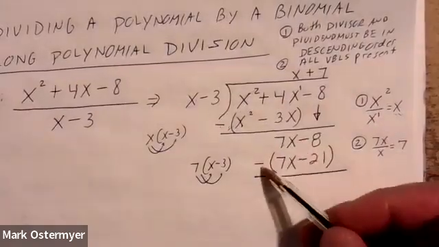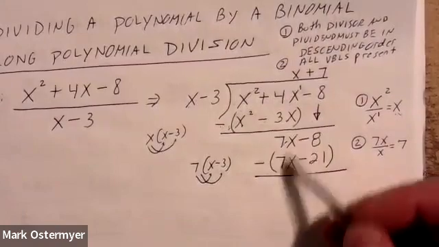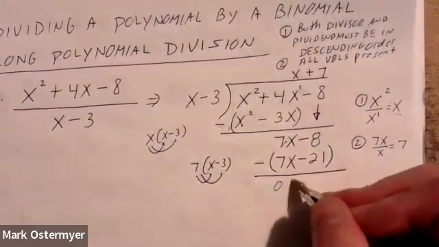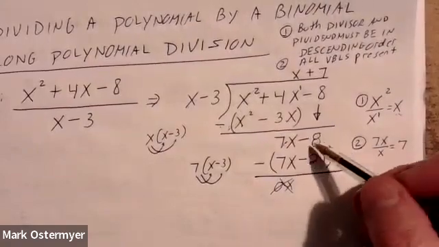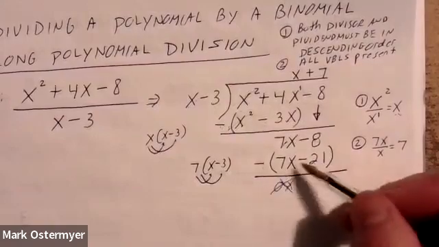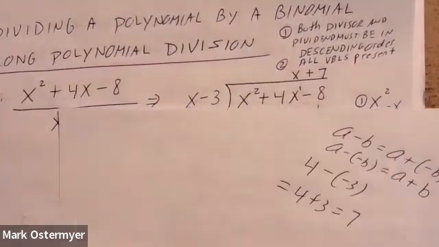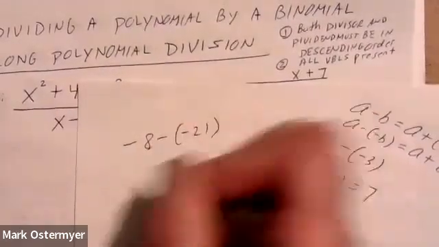Now, what's 7x minus itself? What happens to the 7x's here? 7x minus 7x is 0x. In other words, the x's are gone. Careful here. What's a negative 8? Subtract, not 21. No. It's negative 8 subtract a negative 21. What's a negative 8 minus a negative 21?